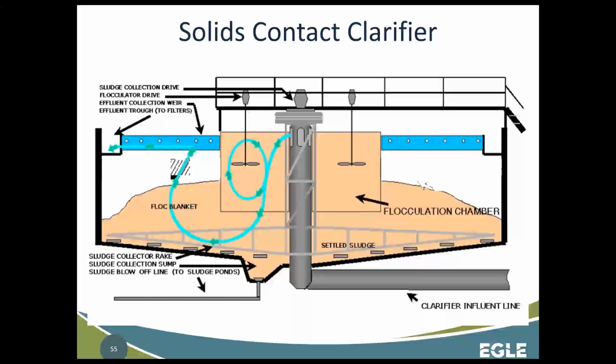I think there was a time when these were very common on the Lake Michigan side of the state, and some of the plants there had issues with thermal upsets and moved on to different designs: plate settlers, conventional flock basins, things like that. But they can be very effective, especially if your source water isn't subject to very much temperature swing.